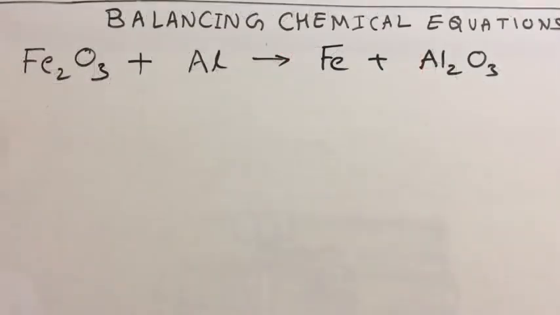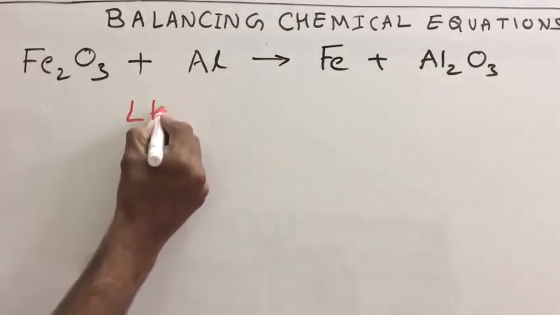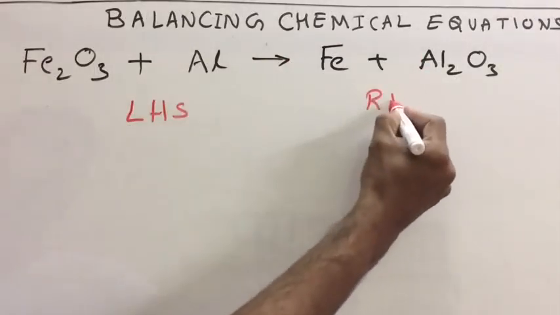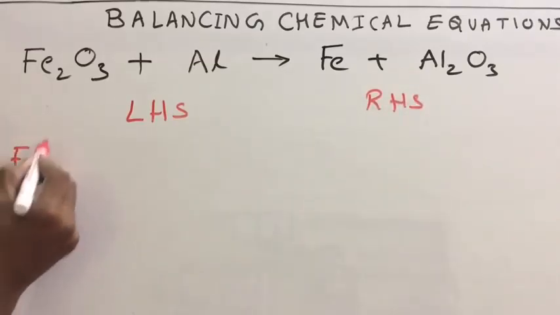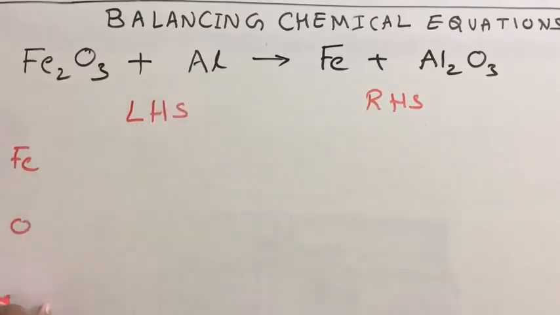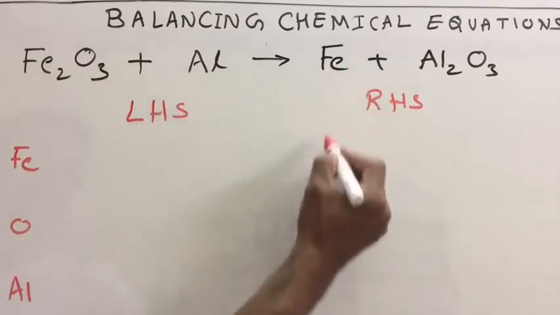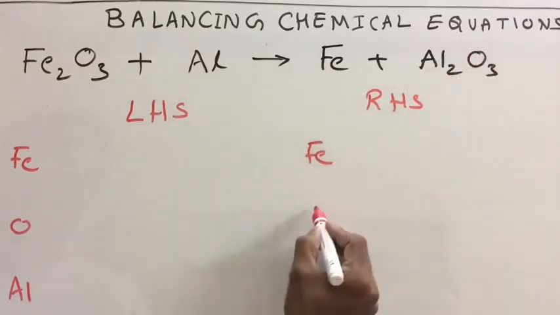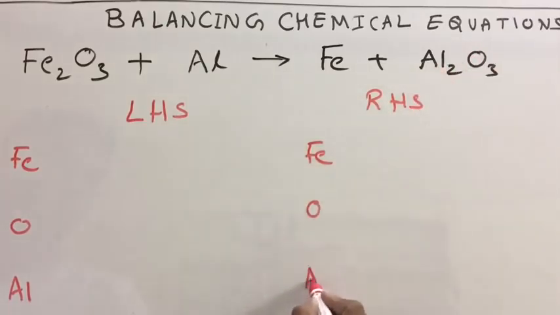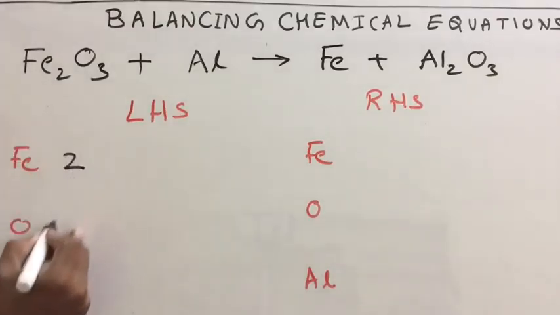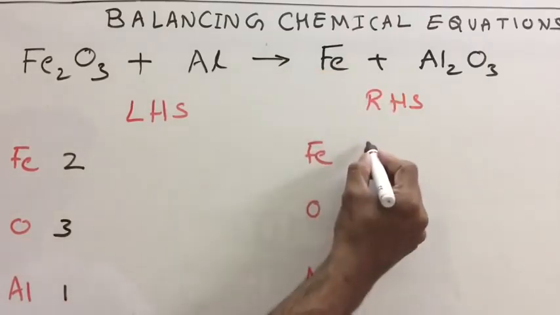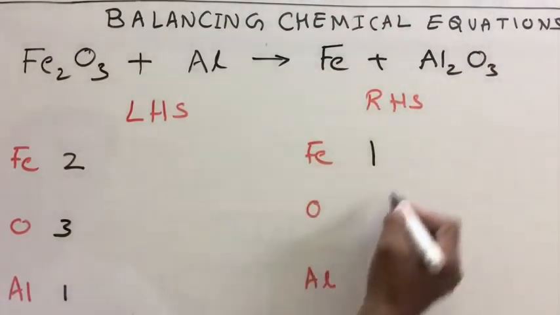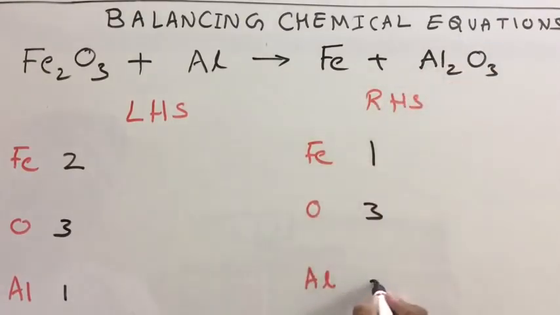One more equation. Write the equation first and then write LHS, RHS. On LHS the atoms: you have iron atom, you have oxygen atom and you have aluminium. Similarly on RHS you have iron, you have oxygen, you have aluminium. Now check the number of atoms of each. For iron you have 2 on LHS, for oxygen you can see 3, aluminium 1. On RHS, iron you have 1, oxygen you have O3 means 3 here, aluminium Al2, 2.